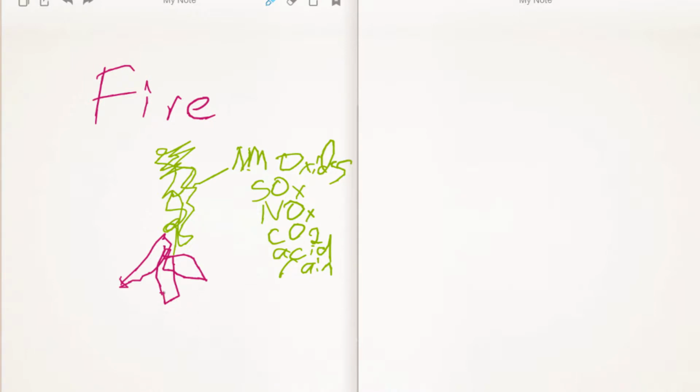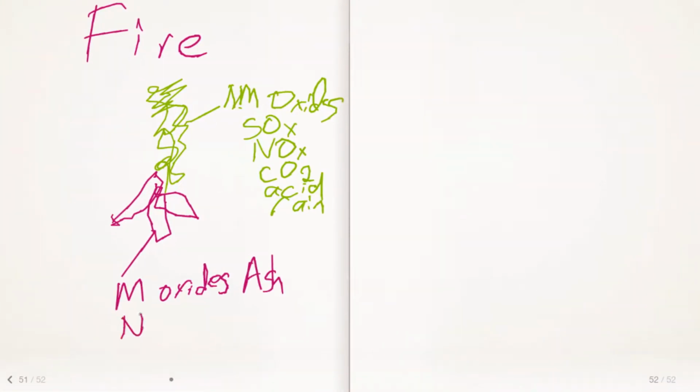Everything that stays on down here, these are all going to be metal things. These are going to be metal oxides. And we typically call this ash. And it could be sodium oxide, potassium oxide, could be magnesium oxide. All those things are found in plants, especially potassium and magnesium. In fact, they used to call the ashes from a fireplace potash, and potash is potassium oxide.